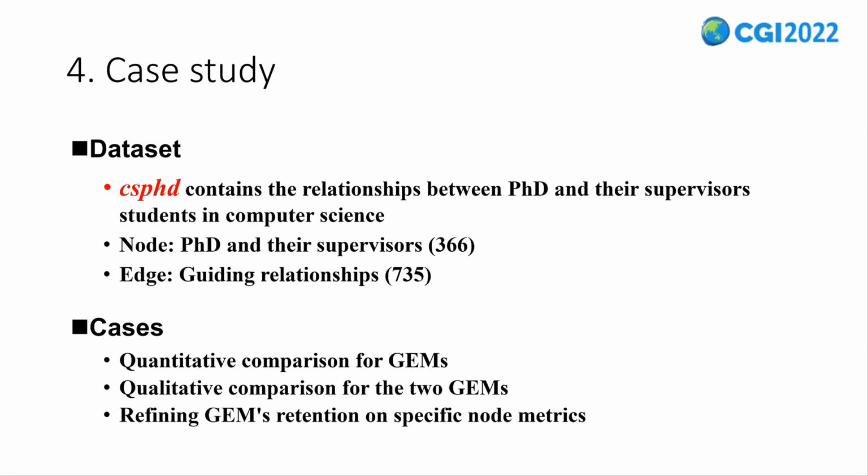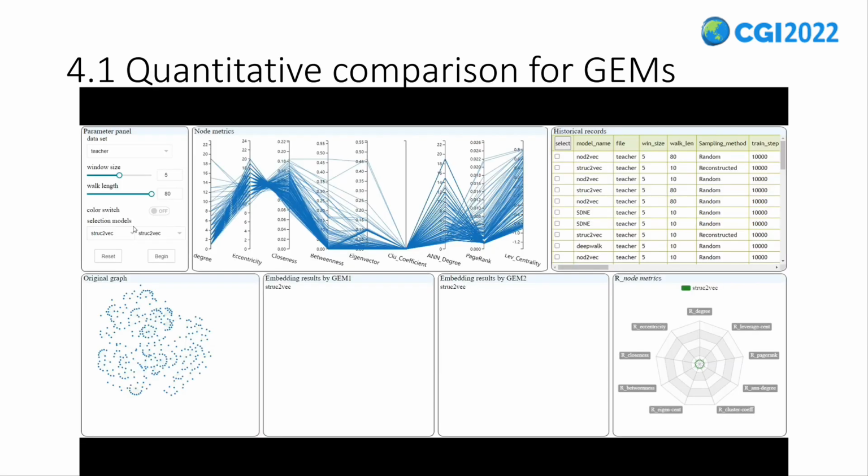This dataset contains the relationship between PhD students and their supervisors in computer science. It contains 366 nodes and 735 edges.